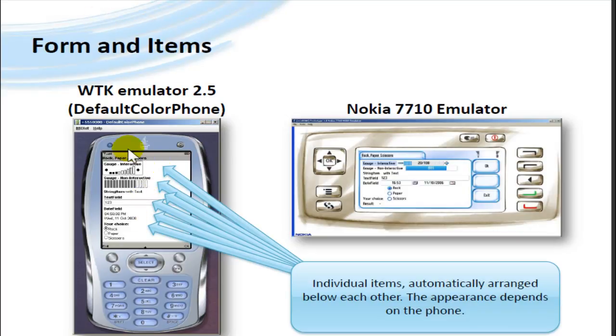Now, as you can see here in a phone, we have a lot of things, like a gauge, and there are a lot of things. They're automatically arranged below each other, and the appearance depends upon the phone, what kind of phone you have. For example, if you have this phone, which is a little bit elongated, then it will have a slightly different appearance than this phone, right? If you have a shorter screen, it will go down, and you will be given a scroll bar here that will be automatically added.